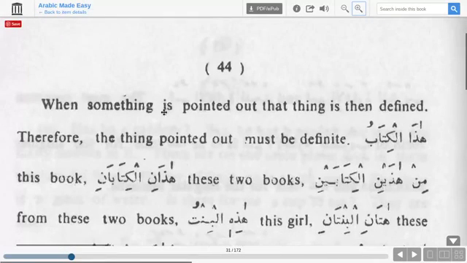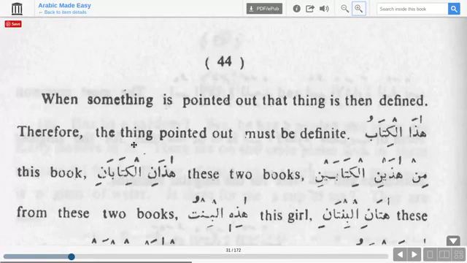All right, I'm going to start reading. When something is pointed out, that thing is then defined. Therefore, the thing pointed out must be defined. For example, I'm talking about a book, doesn't literally mean pointing, but talking about something, indicating a particular thing. هذا كتاب. This is a book. هذا الكتاب. This is the book. This book means this book, not a doer.